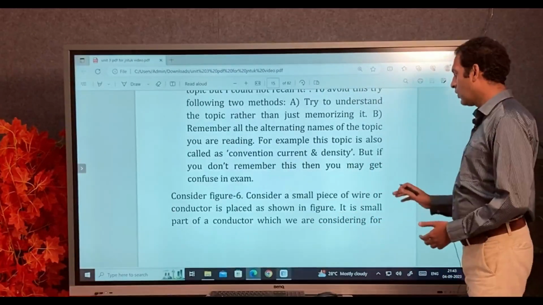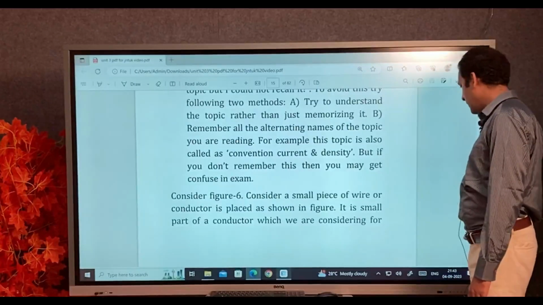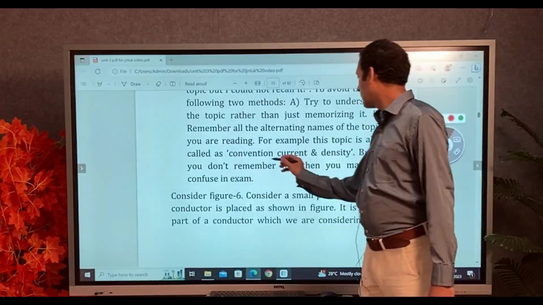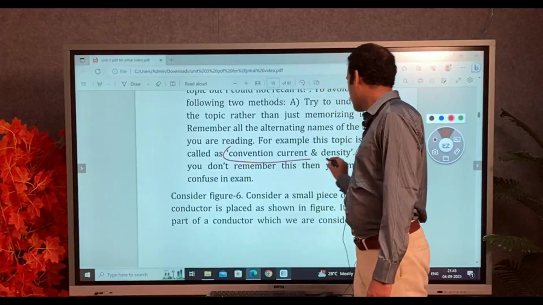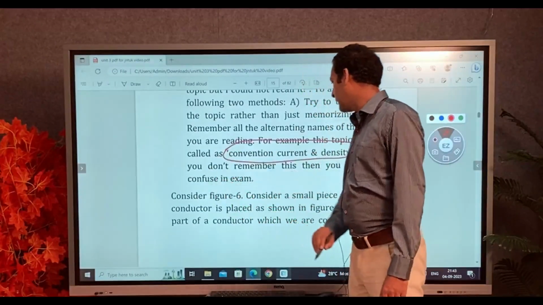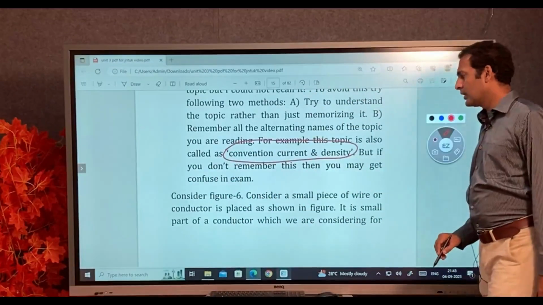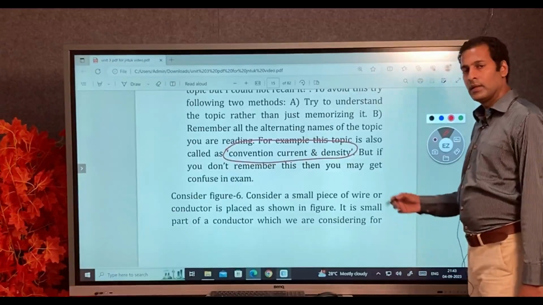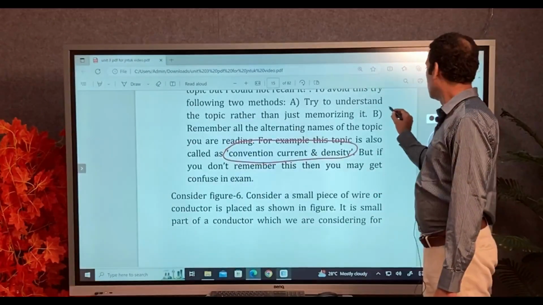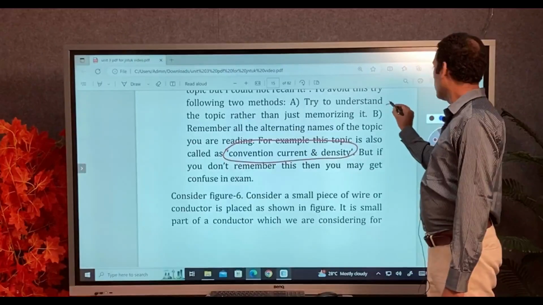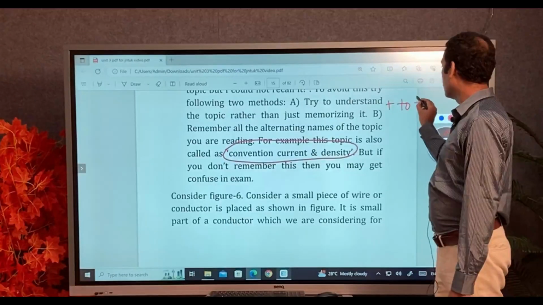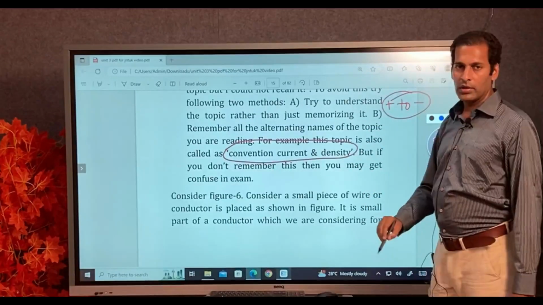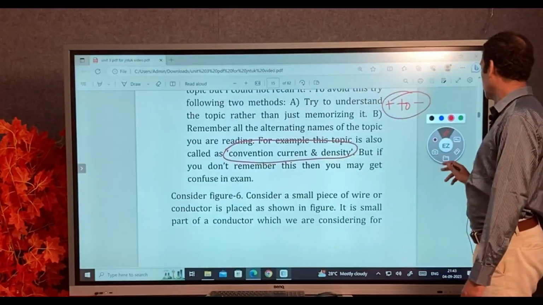For example, this topic we are studying, the relation between J and rho v, is also called convection current density. Convection current is nothing but the direction of current from positive to negative, but that is not the actual direction, as we have discussed in the first session of this chapter.